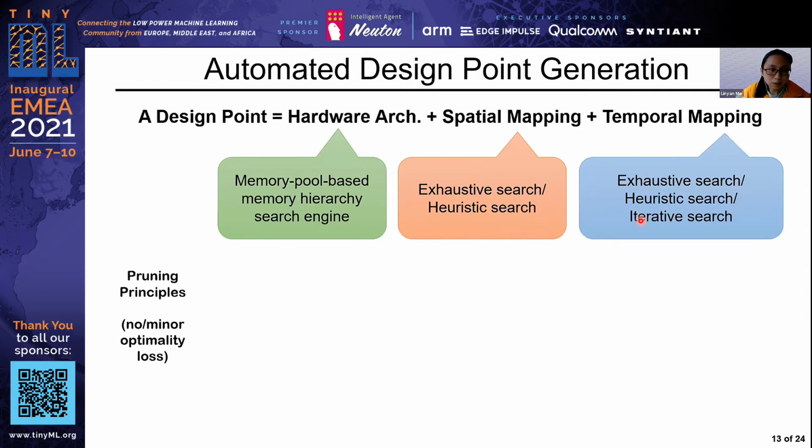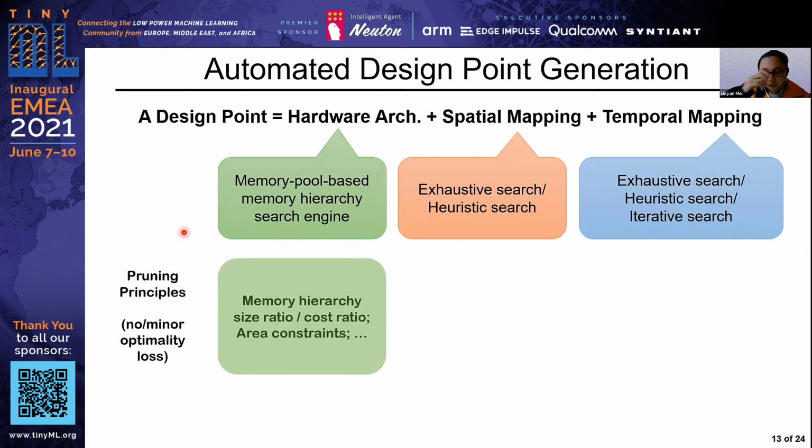Here I will not go into the detail, but briefly mention the pruning principle that we put in each search engine to reduce the design space. For the memory hierarchy part, we set a constraint for the size ratio between different memories at different levels in the hierarchy. This ratio can be a size ratio or a cost ratio. And we also let it fit into a certain area.